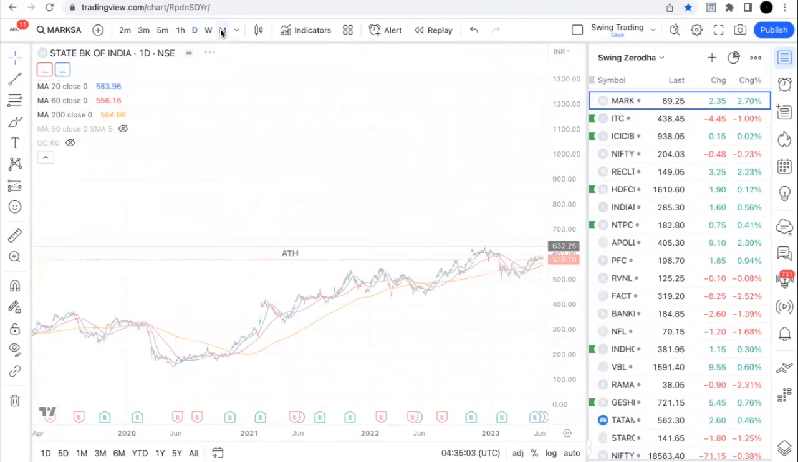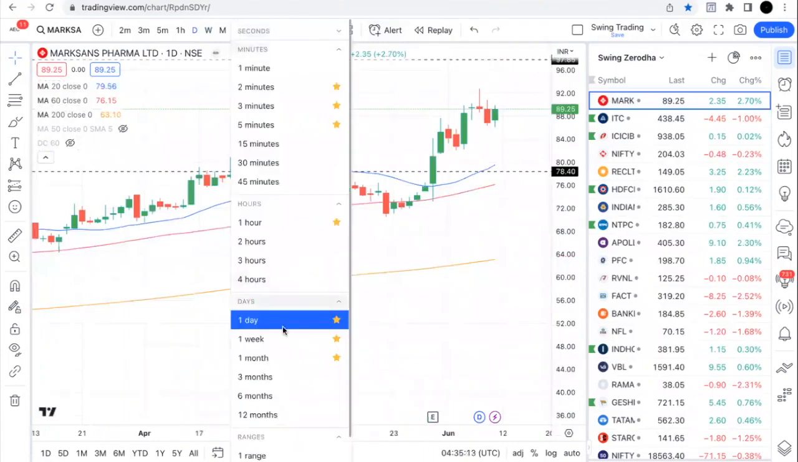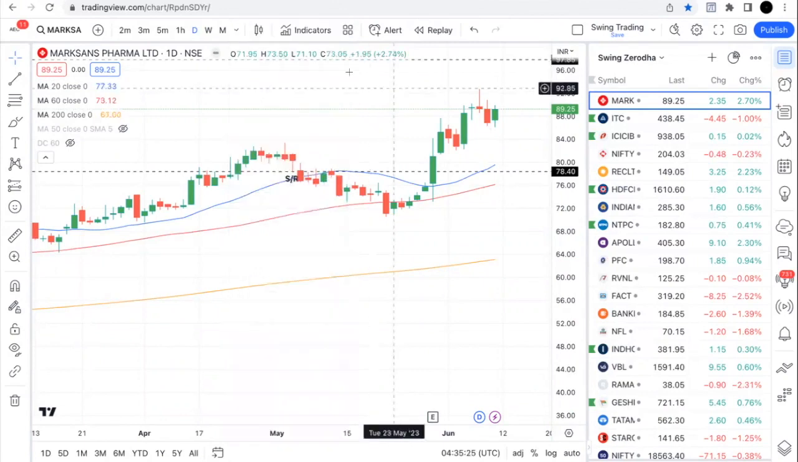Okay. So you'll notice that there will be a drop-down menu. And in that drop-down menu, you can select 1 day, 1 week, 1 month, like that. The selection is available. And I have simply pressed the star on these. So therefore, it appears on the top right here, DWM.